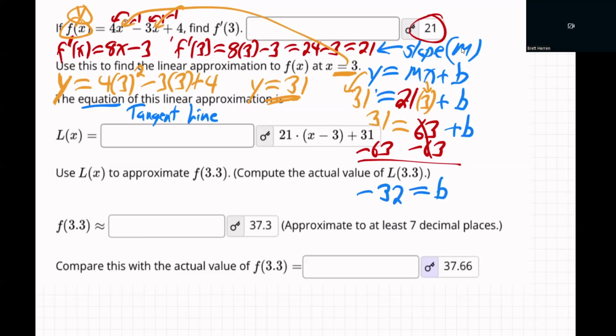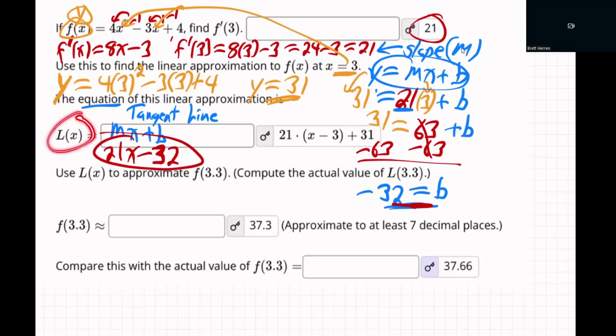So b is minus 32. It's going to be mx plus b, as we said right here. And now we know the m. We already had the m. The m is 21, so it's 21x. And now we know the b, minus 32. So 21x minus 32. That's the equation. They're calling it L of x. It just means the linear approximation, meaning it's y, it's the tangent line.